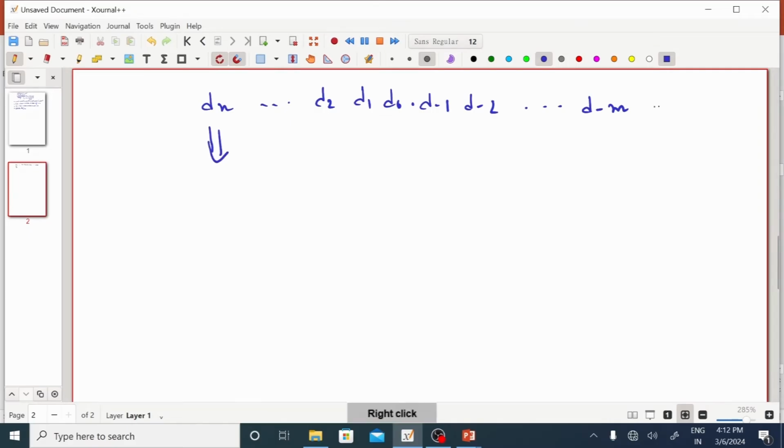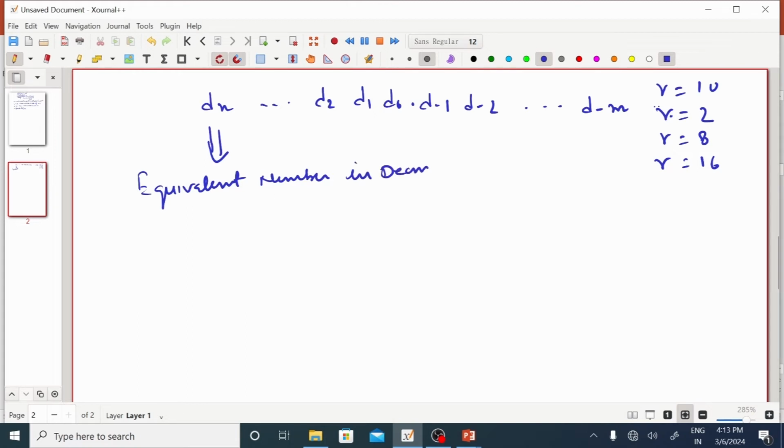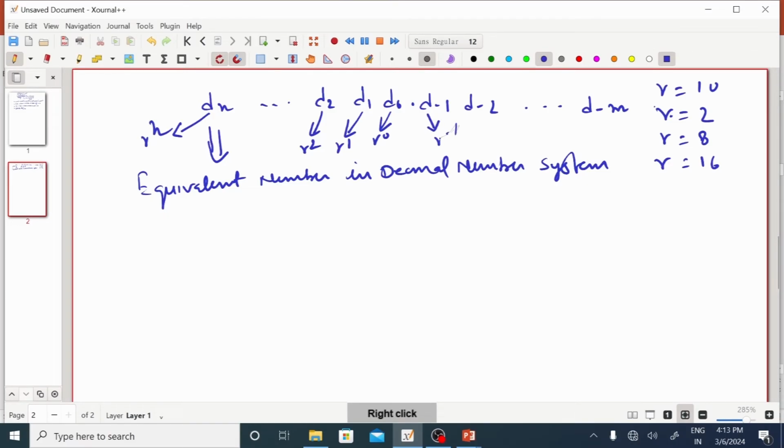this means if this is any number system, whether r is equal to 2 or r is equal to 8 or r is equal to 16 or r is equal to 10 or any other base number system, simply for obtaining the equivalent number in the decimal number system, the formula is simply this: this particular digit is multiplied by r to the power 0, this is r to the power 1, this is r to the power 2 and this is r to the power n, and this is r to the power minus 1, this is r to the power minus 2 and up to r to the power minus m.